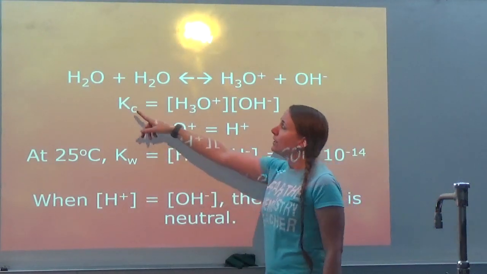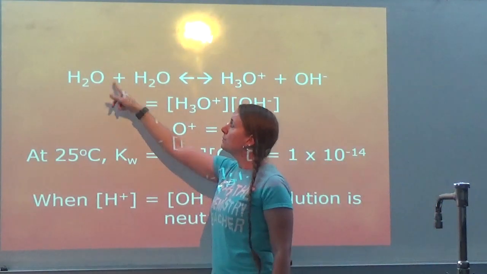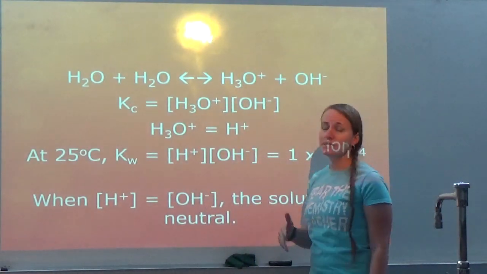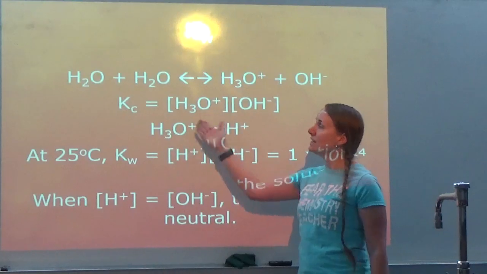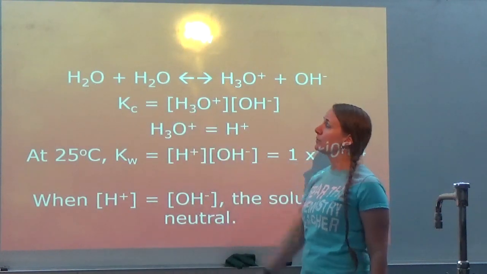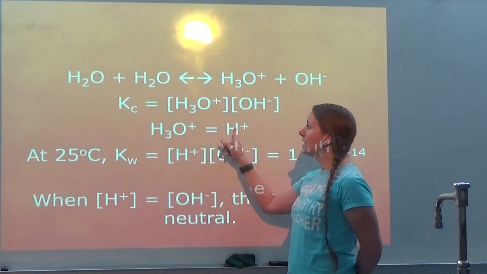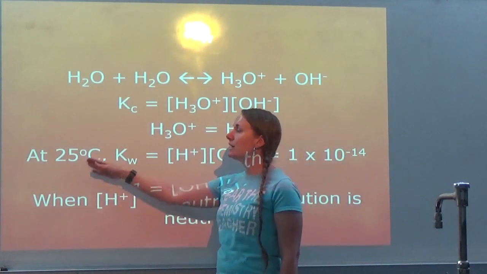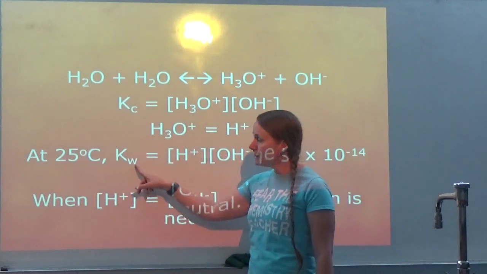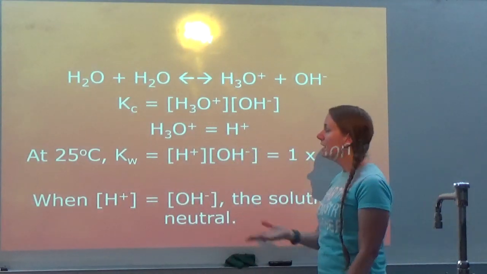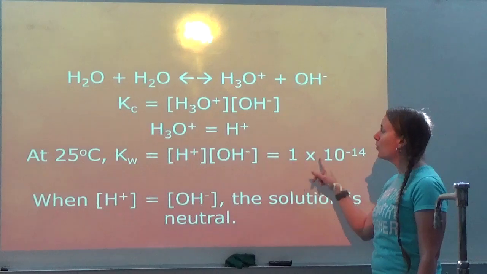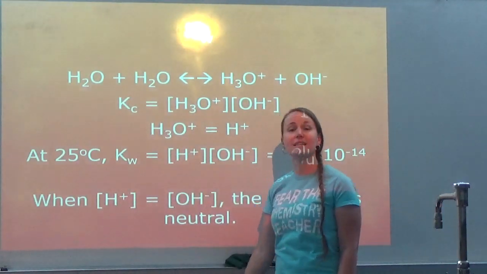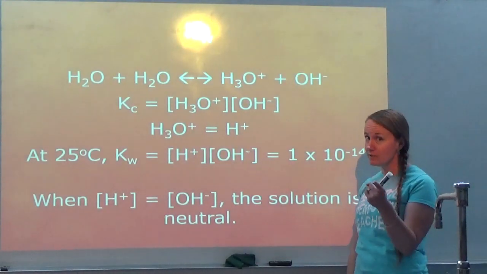So if we wanted to write our K value, because water is a pure liquid, it's not written in the K value. So it's just your H3O plus and your OH minus. And there would be nothing on the denominator because the reactants are both liquids. Now remember, H3O plus and H plus are used interchangeably. So that gives us our formula that at 25 degrees Celsius, Kw, the W just indicates it's water, is H plus times OH minus, and that will always equal 1 times 10 to the negative 14. 1 times 10 to the negative 14 is the Kw for water at 25 degrees Celsius.